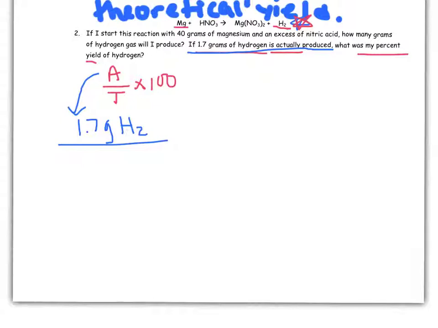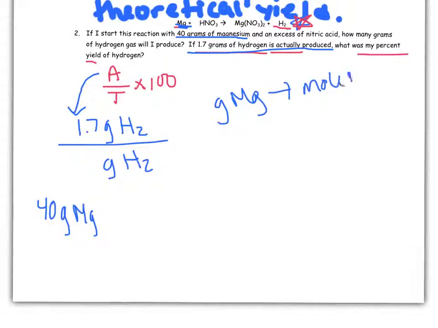The theoretical needs to be some amount of grams of hydrogen that I should have produced. And wouldn't it be so nice if they just gave me that value, but they don't. They give me 40 grams of magnesium, which is just Mg up here. So I think I need to do some stoichiometry to go from grams of magnesium to moles of magnesium to moles of, what do I want to get to? H2. Grams of H2. Yay, that fun process. That's my plan of attack.